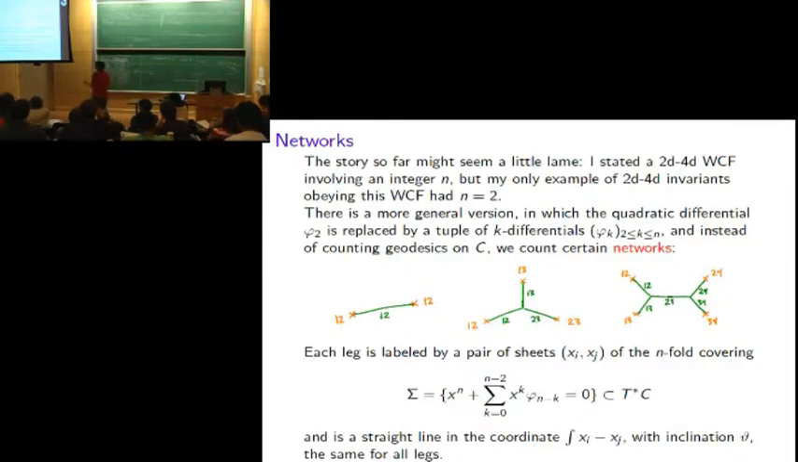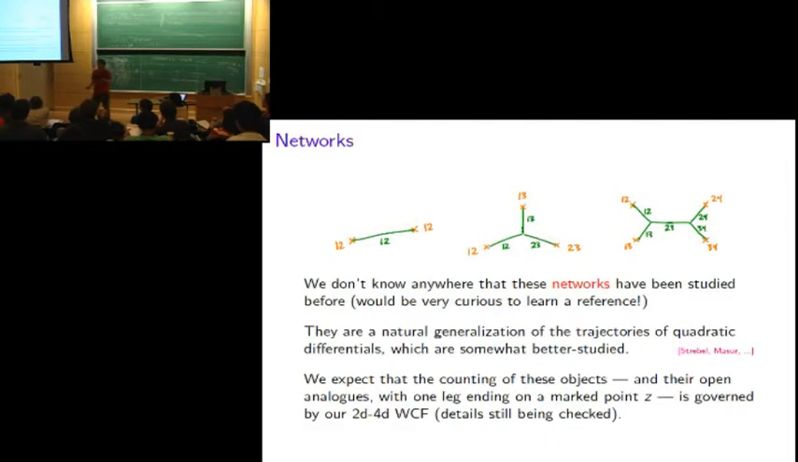But we don't know anywhere where these networks have been studied before. And we'd be very curious to learn of a reference, because from the point of view we're now taking, these are clearly natural objects to think about. So it's a natural generalization of studying the trajectories of quadratic differentials, which of course has been an object of serious study.